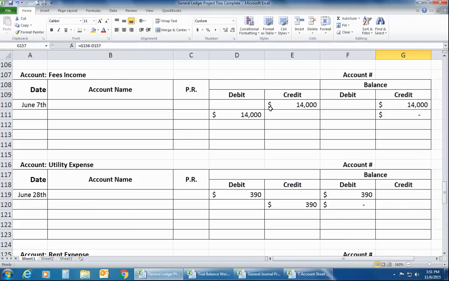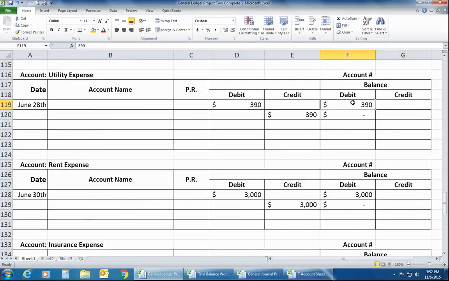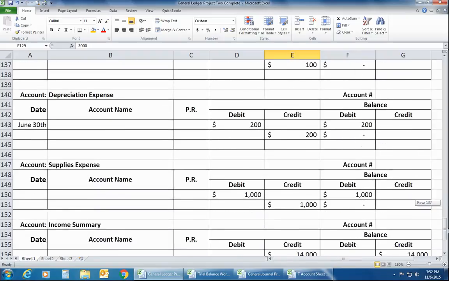So if we look back to our accounts in the ledger, we had a $14,000 credit entry that gave us a $14,000 credit balance. That's where we were at the beginning of the process. The entry that we did in the journal, that was a debit entry to fees income, is what is going to now give us a zero balance in that account. At the same time, we're going to do a similar process for all of our expenses. We have debit balances, and so a credit entry is what is going to zero out that account. Debit balance, credit entry. This is going to be the same for all of our expense accounts.